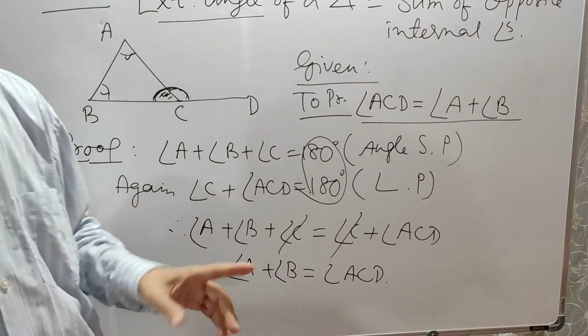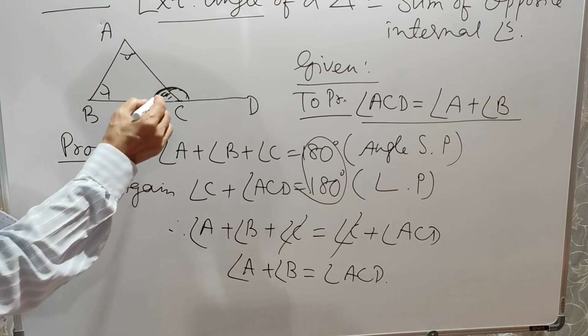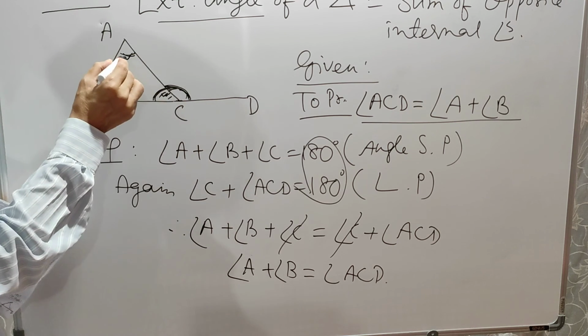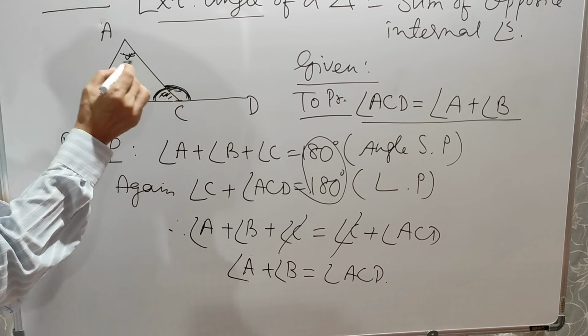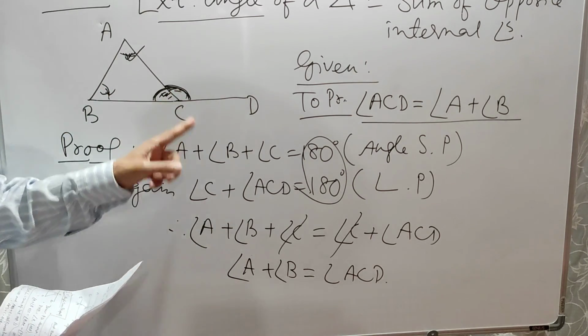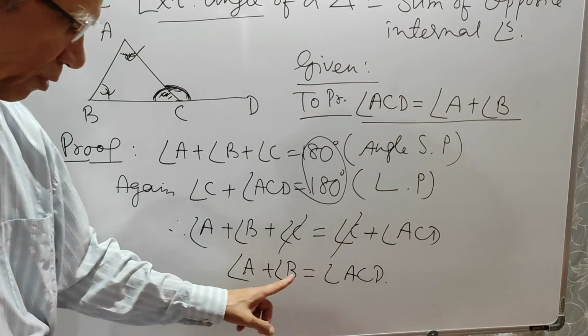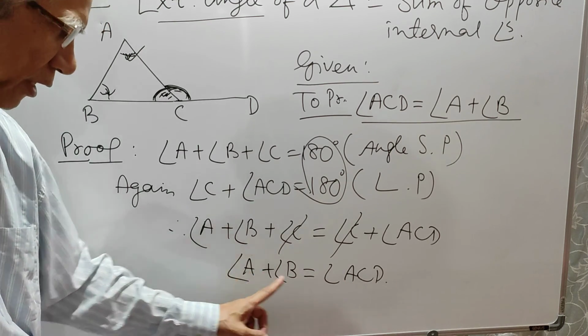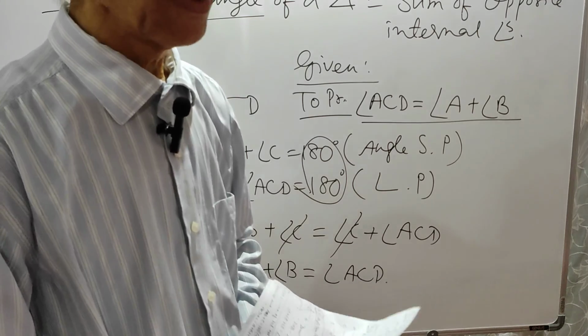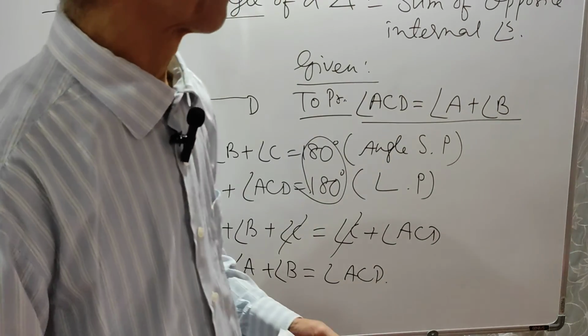Now from here one important result follows: the external angle is greater than the opposite internal angle. This angle is equal to this plus this. Therefore this angle must be greater than this and greater than this. This is the sum of these two. Therefore this is greater than A, and this is greater than B. That is another important result which you will have to use in some numerical problems.